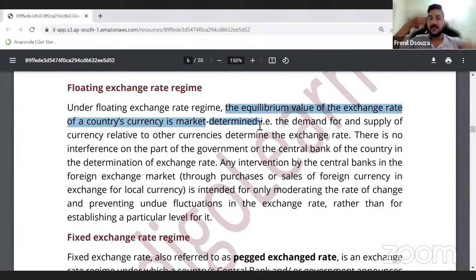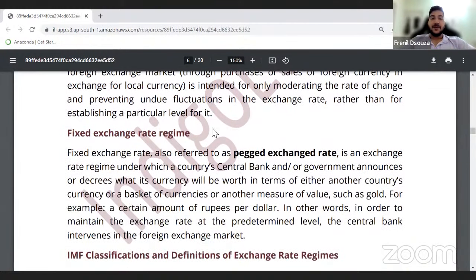Simple, the x-axis, y-axis, demand curve, supply curve, equilibrium, right? So the demand and supply will decide. There is no interference by the government or the central bank of that country, which means that in the Indian case, the government of India and the RBI will not interfere in how this price is being determined. Whether it is the actual case about India, we are going to see in some time. But understand that under floating rate regime, will the government and central bank interfere? Answer is no, right?